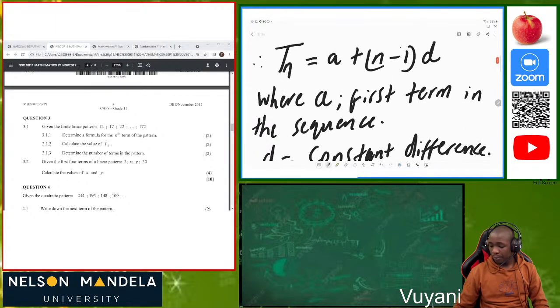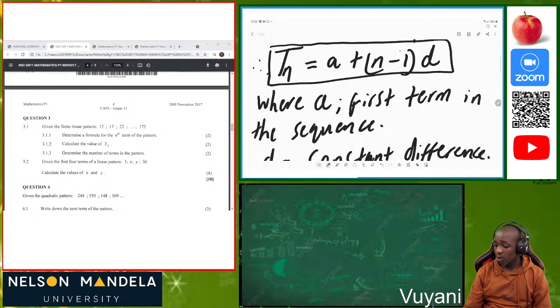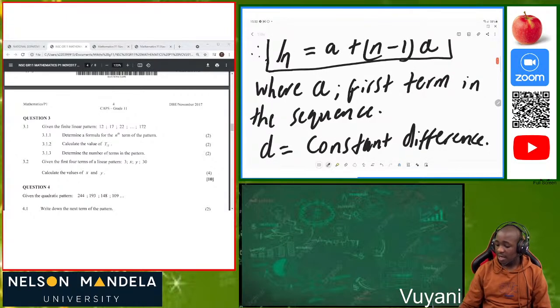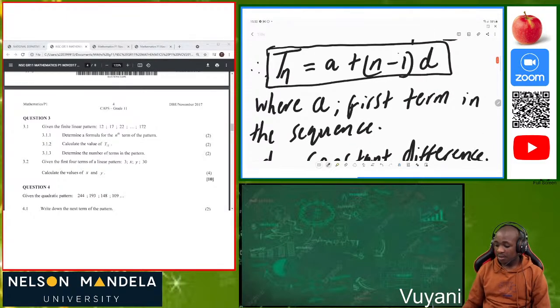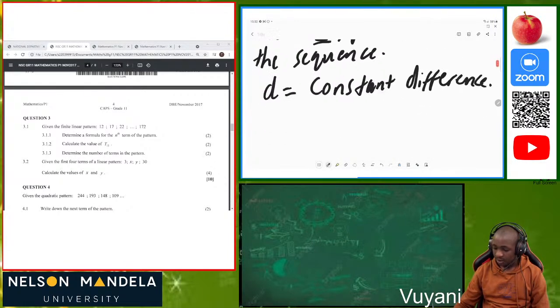So we have highlighted that this is so important, what we call our general formula or our general term. We have to know that a represents the first term which we are given in the sequence, and d is the constant first difference.